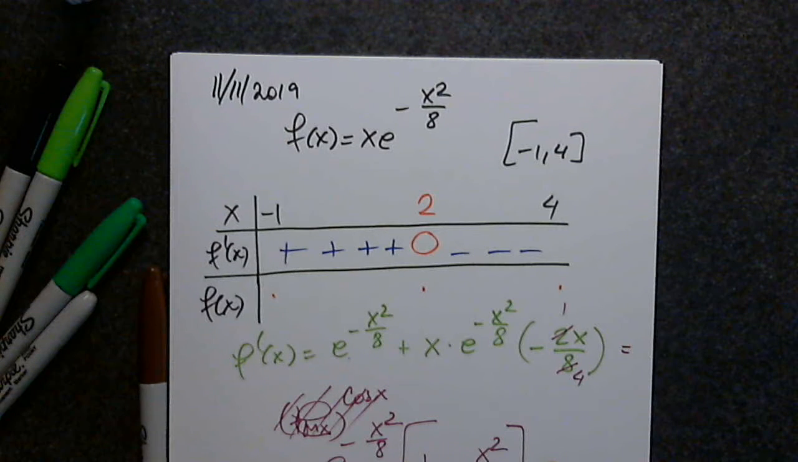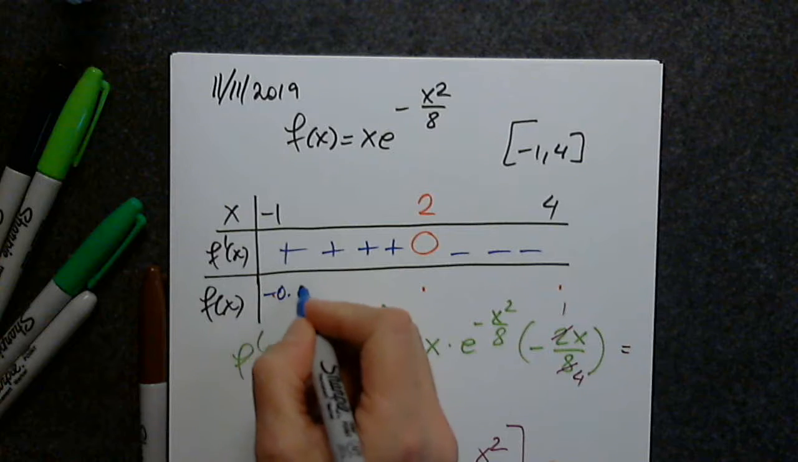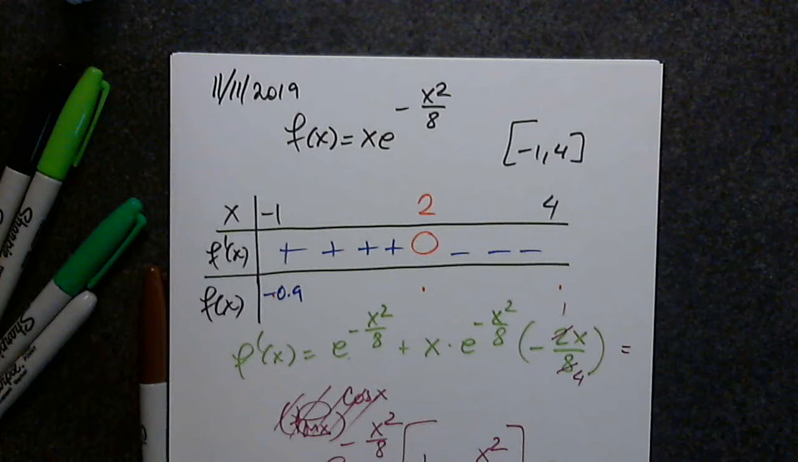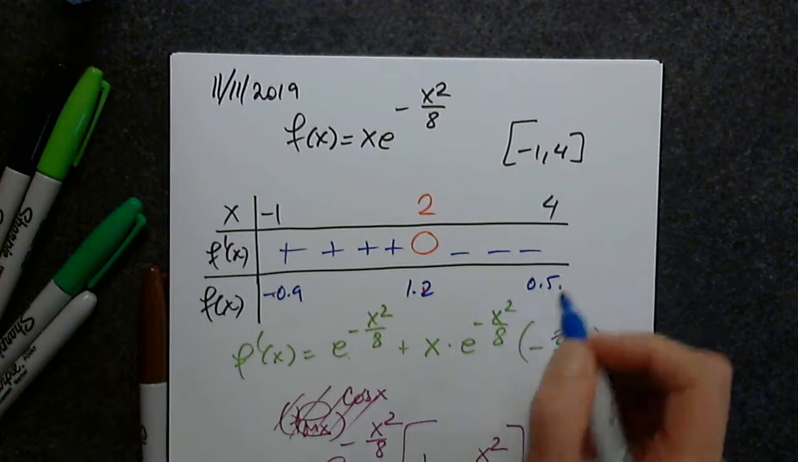And with the second table, I want negative 1, 2, and 4. Negative 1, 2, and 4. So with negative 1 is negative 0.89, negative 0.9. With 2 is 1.2, and with 4, 0.54, 0.5. It's good enough.